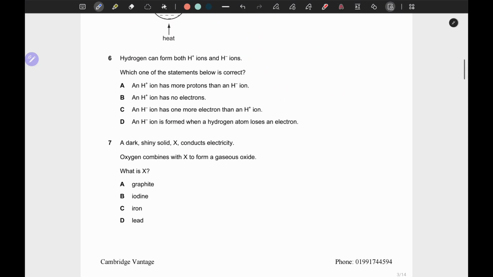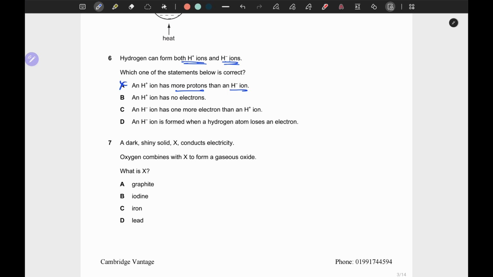All right, number 6. Hydrogen can form both H plus ions and H minus ions. Which one of the statements below is correct? So let's look at our options. An H plus ion has more protons than an H minus ion. Regardless of what kind of ion we form, a positive ion or a negative ion, the number of protons for the same element will never change.